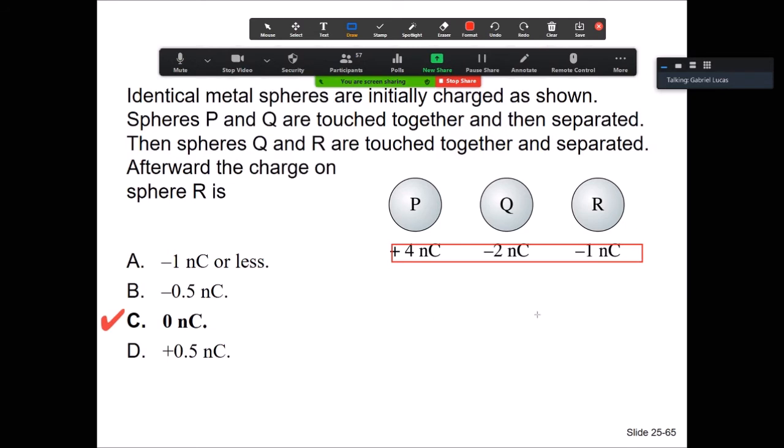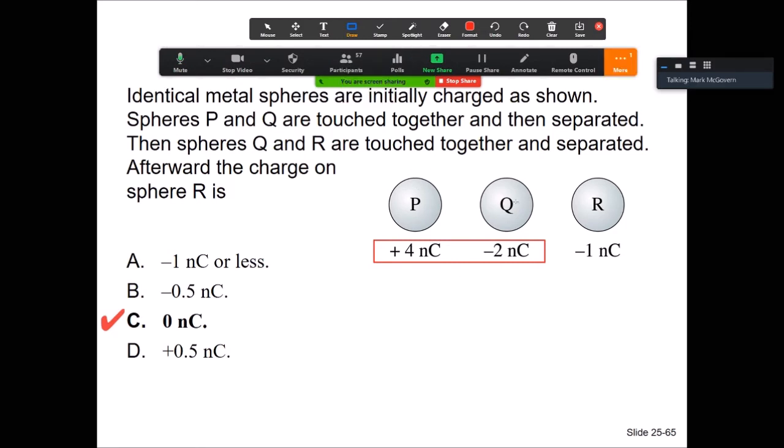Dr. McKevin? Yes. Could you repeat that again? How did you still get 0 nanocoulombs? Yeah. So the first step here, the easiest way to do this, is add the numbers up algebraically, right? So plus 4 minus 2 is an overall plus 2, and then we divide that by 2 because we have two objects, so we get a 1 and a 1.